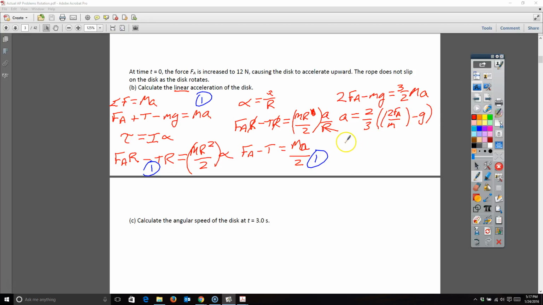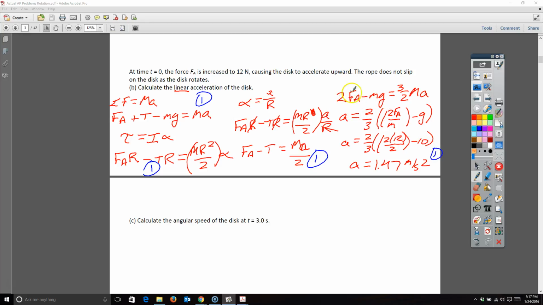And then we can say A is equal to 2/3 times 2 times 12, all over 2 minus 10. And so our final answer here is the acceleration is equal to 1.47 meters per second squared. And so then that is your last point.